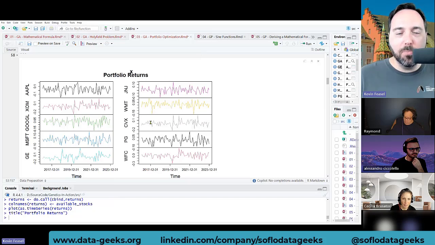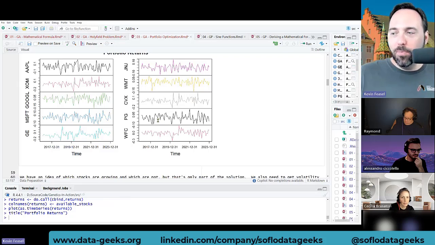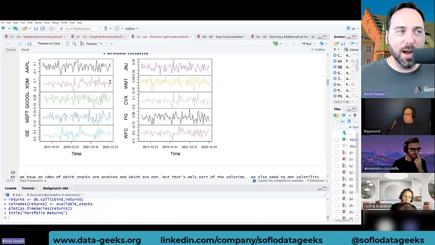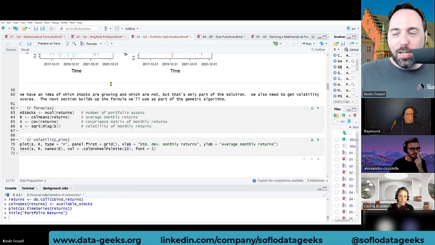If I were to ask you, build me a portfolio in 2017 that is going to give me the best returns in 2023, or in 2023, build me a portfolio that we expect, given prior history, to get the best outcomes. Here's how we can do it.